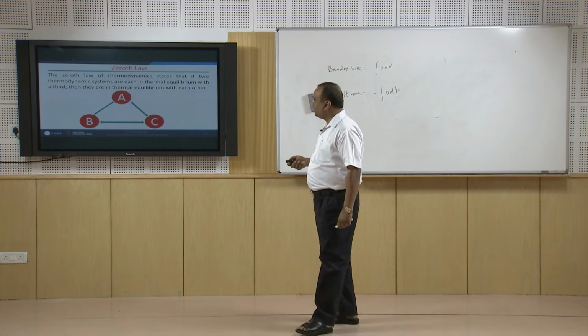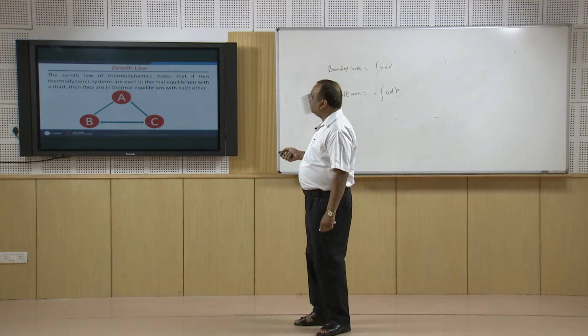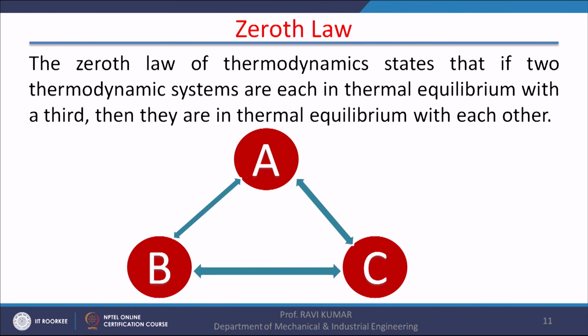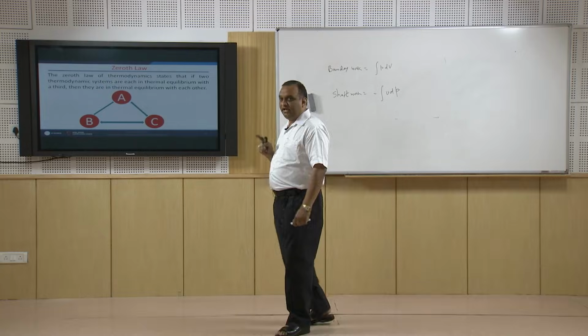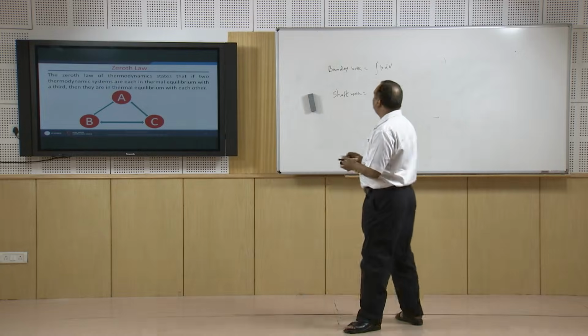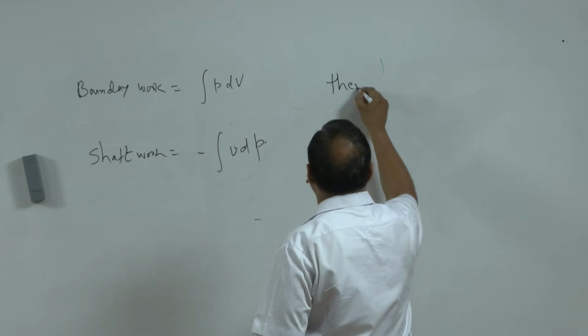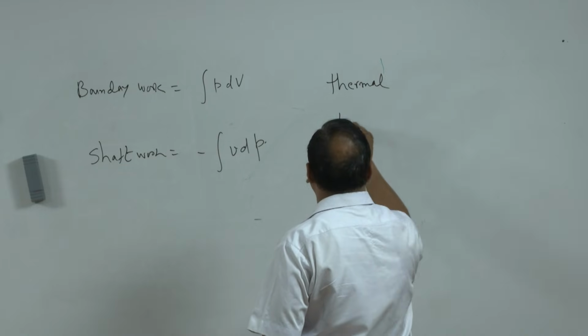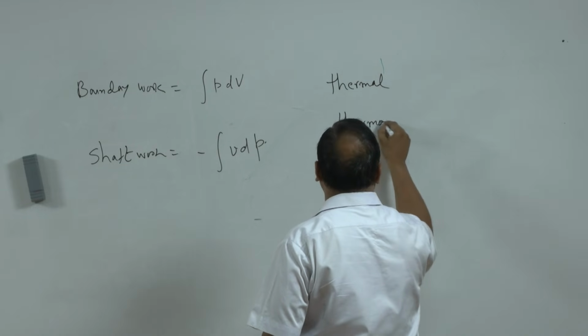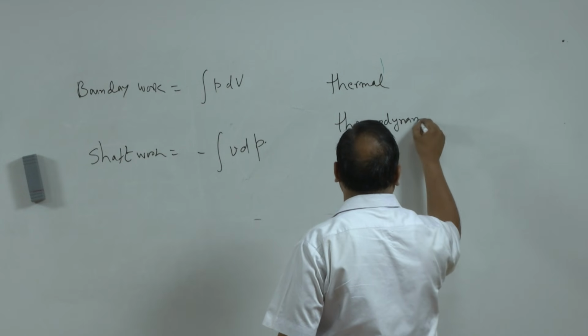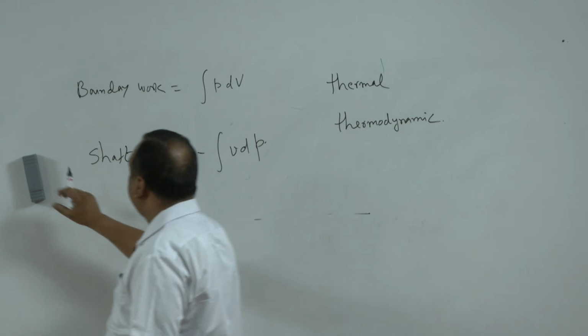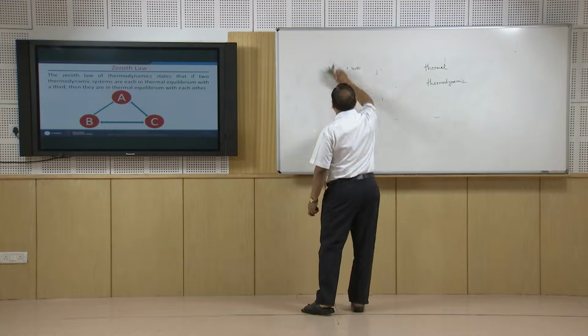Now we will start with the zeroth law of thermodynamics. The zeroth law states that if two thermodynamic systems are each in thermal equilibrium with a third, then they are in thermal equilibrium with each other. Here I would like to distinguish thermal equilibrium from thermodynamic equilibrium. There is one thermal equilibrium, another is thermodynamic equilibrium. These two equilibriums are different.